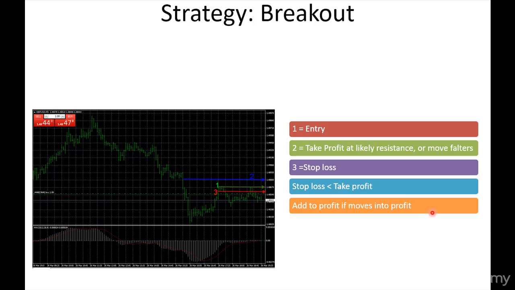Let me give you another quick strategy then. Same screen, sterling dollar, M5, 5-minute bars. Each one of those bars is 5 minutes. This is the breakout strategy. At point number 1 is the entry. At point number 2 is my take profit level, which is at a likely resistance, or where I think the move might falter if it goes above point 1. So that's my take profit.